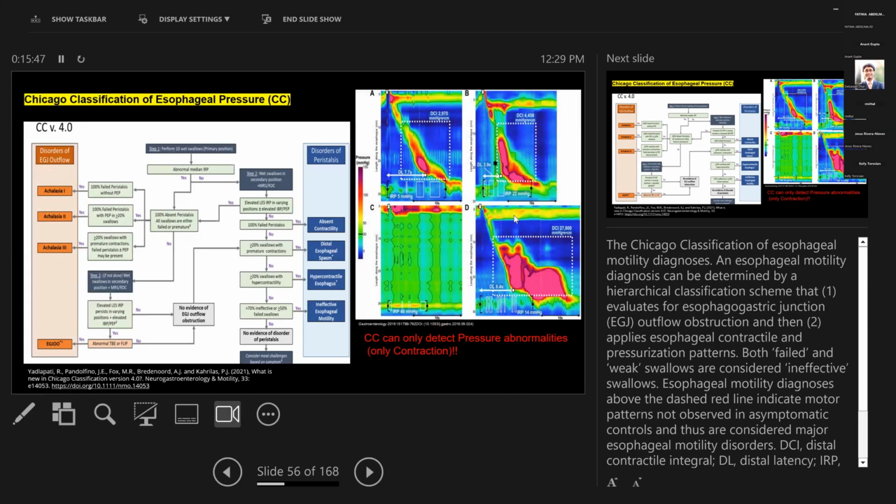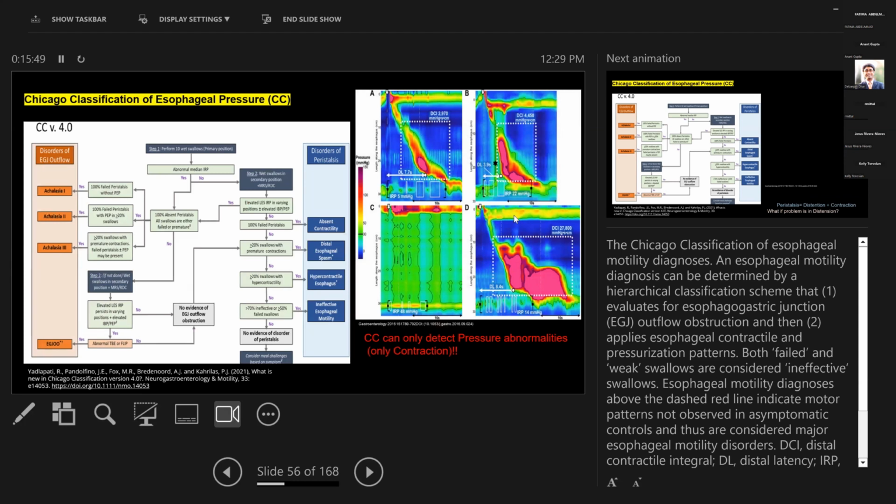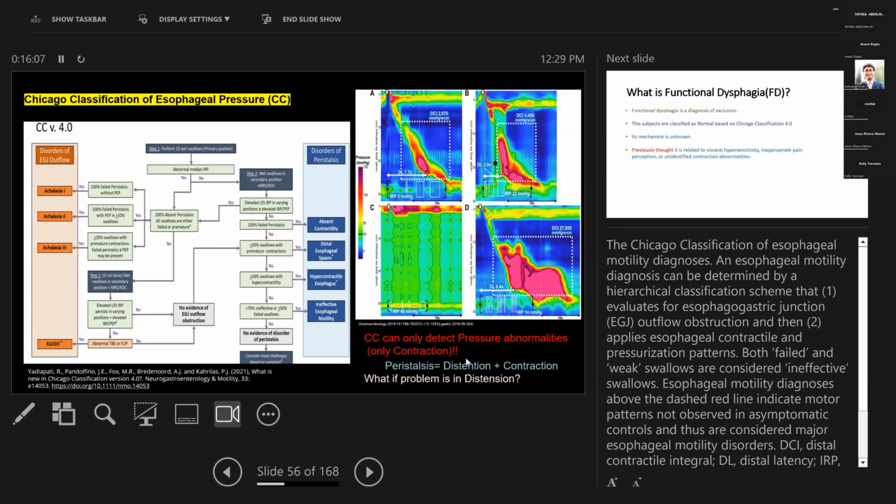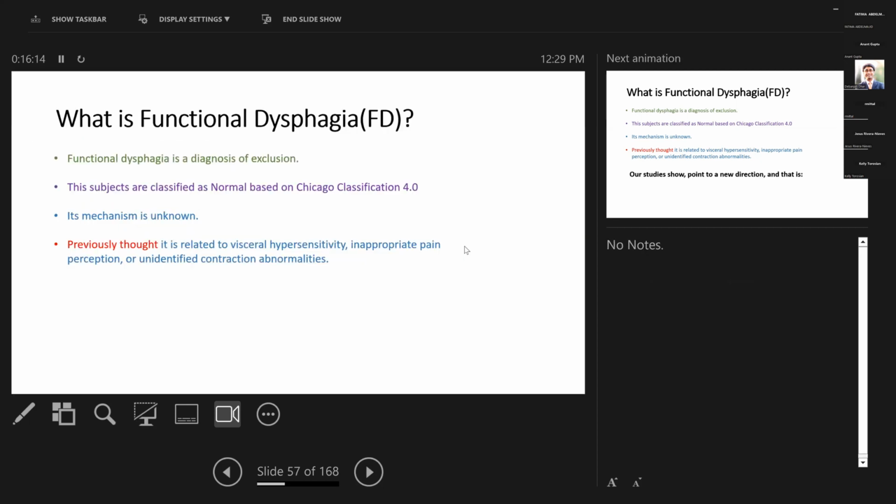So now there's this consensus, the Chicago classification, 4.0 right now, which classifies different esophageal motility diseases based on their contractile behavior. But what the Chicago classification fails to detect is, what if the pressure has distension abnormalities, not contractile, right? Because we talked about peristalsis being distension plus contraction. So what if the problem is distension and not contraction? And here comes functional dysphagia, okay?